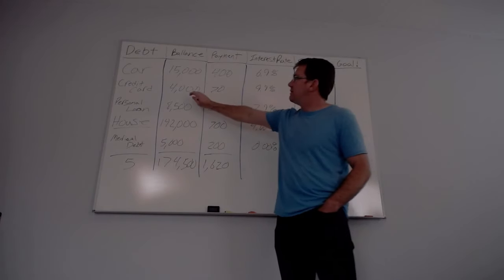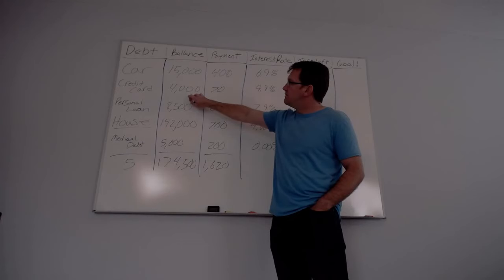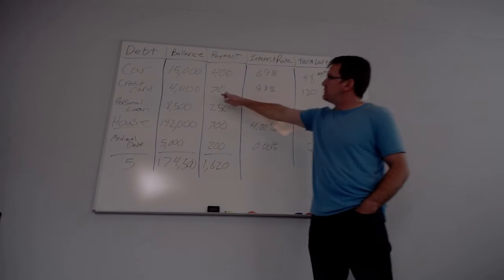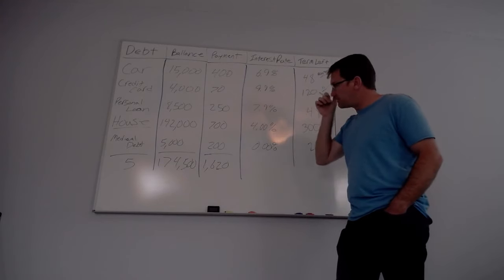But in this case, we have this one, 4,000. And it's only 70 bucks a month. So obviously it's the cheapest one.